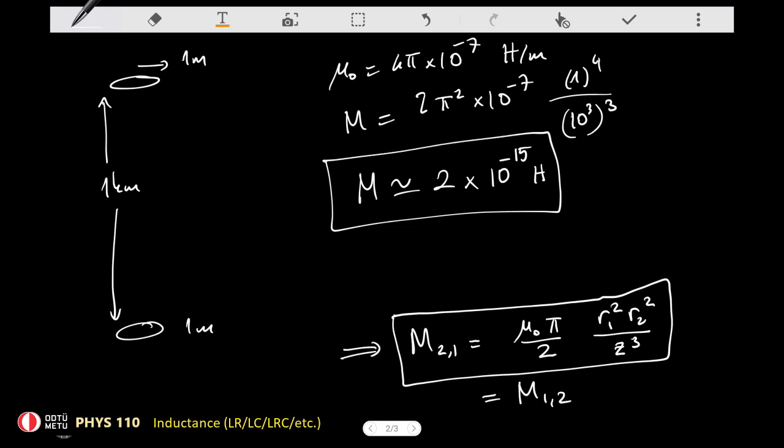That's actually much smaller than what we expect. So typical values that you can meet in circuits, for example, is around 1 Henry. So as a result, you can see that this is extremely negligible.